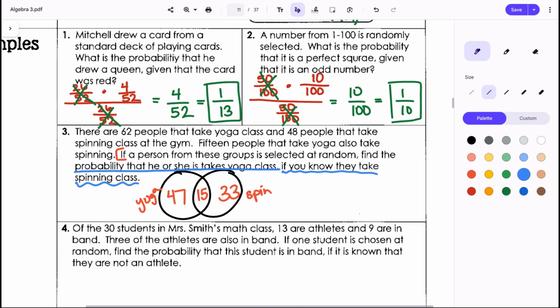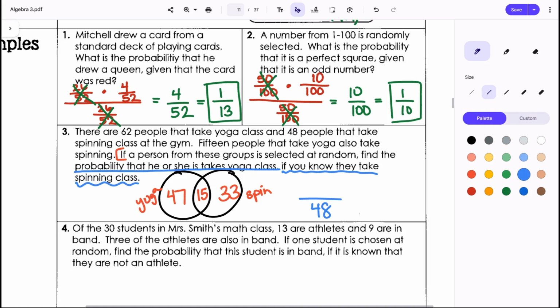So I'm trying to underline those a little bit differently so you can see where the given probability is versus where's event A versus where's event B. Okay, we're trying to distinguish that. Remember what I said, everything that comes second in the problem is going to be your event A. That's what we want to have happen first. So I want to know how many people are taking spin. How many total people in the problem are taking spin? Because that's going to go on the bottom of my fraction. 48, because it says 48 people take spin. That's including the 33 who are only in spin and the 15 who are in both.